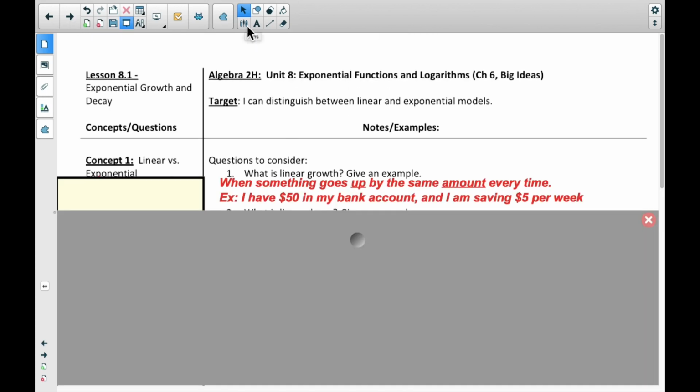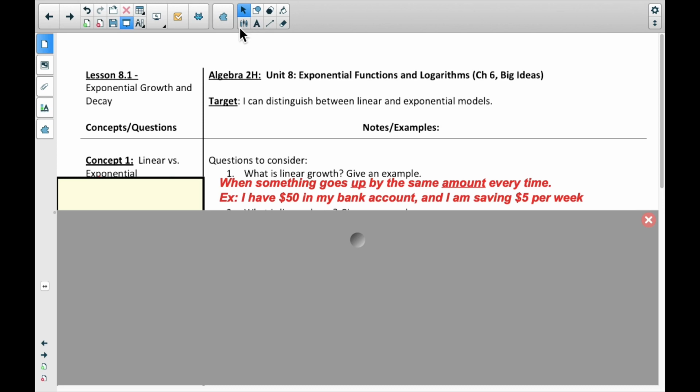Okay, hopefully you have written down some answers now. I'm going to go through and talk through some definitions as well, and hopefully distinguish for you the difference between exponential and linear. So linear growth is when something goes up by the same amount every time. For example, I have $50 in my bank account, I'm saving $5 per week. So it's going to go up 50, 55, 60, 65, and so forth.